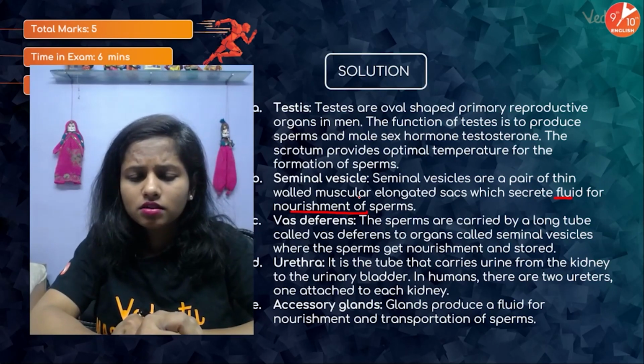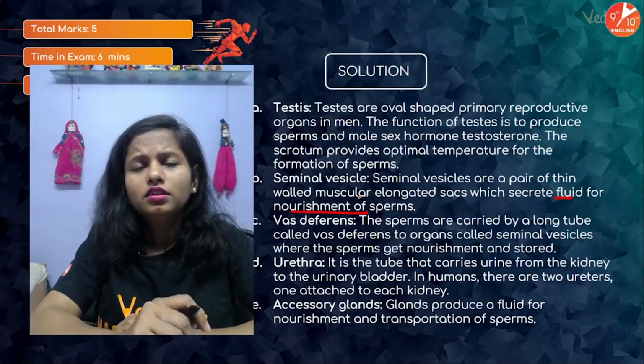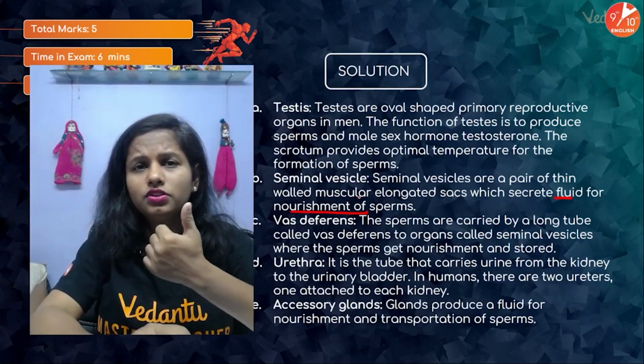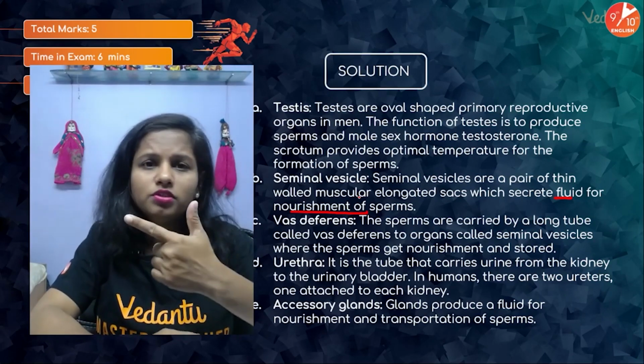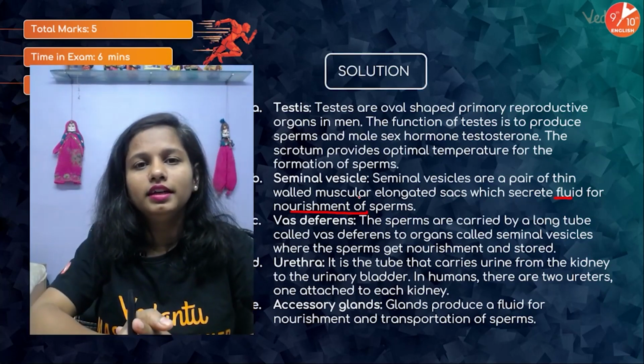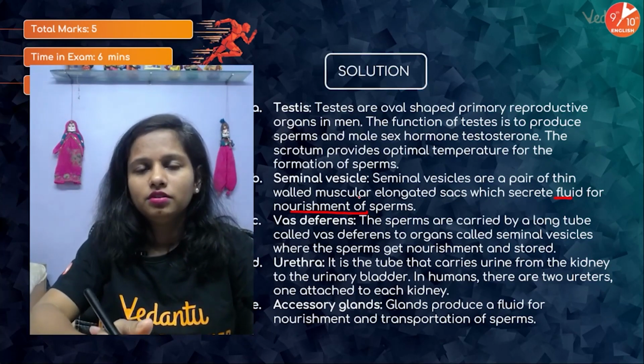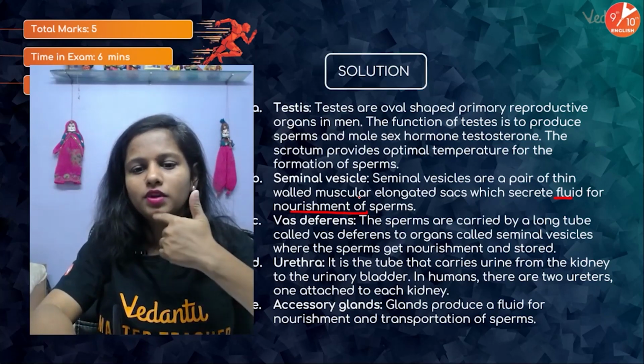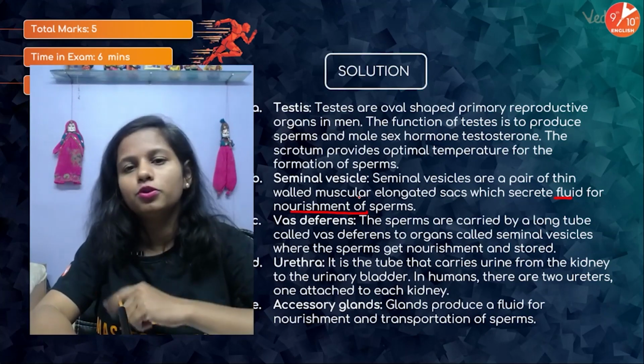Next, accessory glands. Guys, three accessory glands: seminal vesicles, prostate gland, and Cowper's gland. The mixture of the secretions of these three glands forms semen, which helps in nourishment as well as in transportation of sperms.